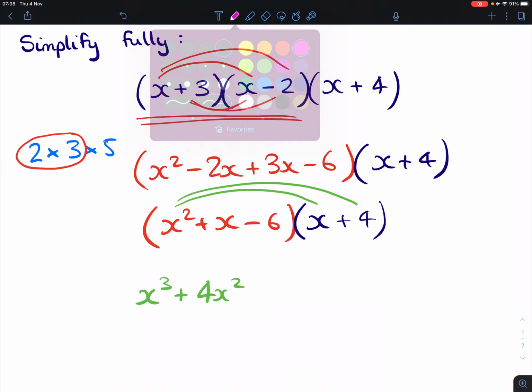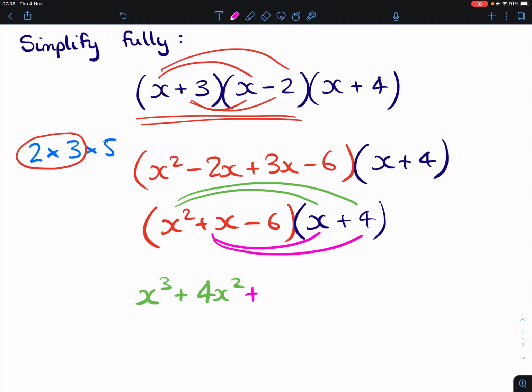I then pair up the x with the two terms in the other bracket, so I have an x times x for x squared and an x times 4 for 4x. And then last but not least, I would pair this minus 6 up with the two terms in the other bracket. Minus 6 times x being minus 6x, and minus 6 times a positive 4 will give us a minus 24. So that's us fully expanded the triple brackets now.